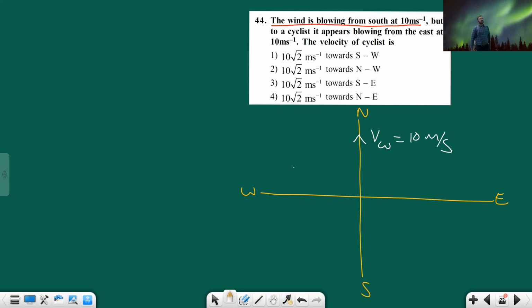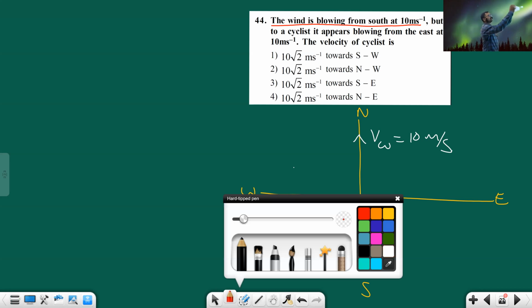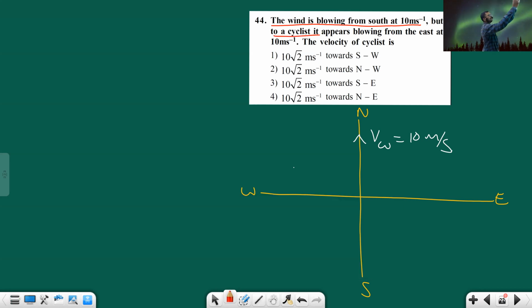But to a cyclist, it appears from the east at 10 meters per second. So the cyclist is observing the wind. What he felt is that wind is blowing from east. It appears means it is not real; he is feeling that. To the cyclist, it appears blowing from east, that means coming from east towards the west.